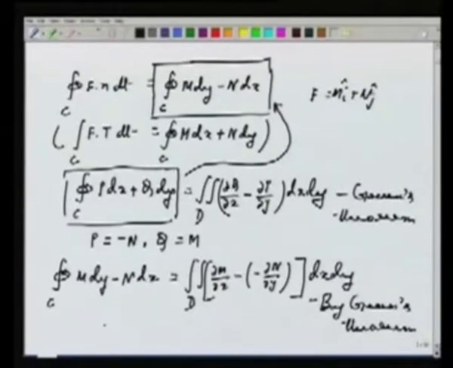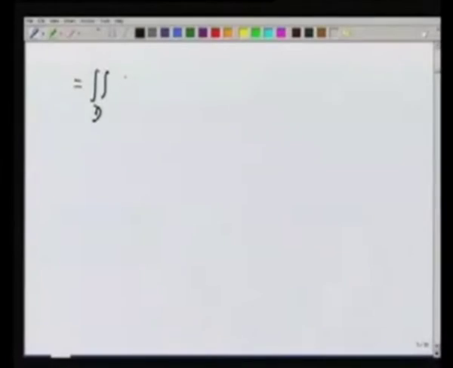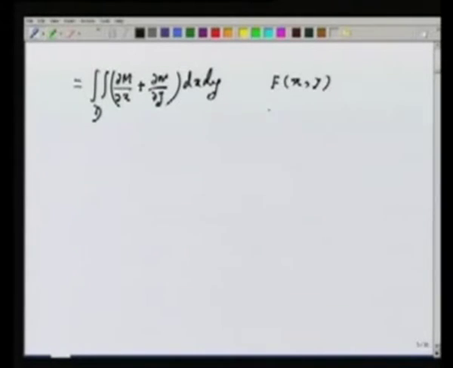Now this quantity is nothing but, if I simplify, multiplying with the minus, I get del M del x plus del N del y dx dy, where F(x,y) equals M(x,y)i plus N(x,y)j.